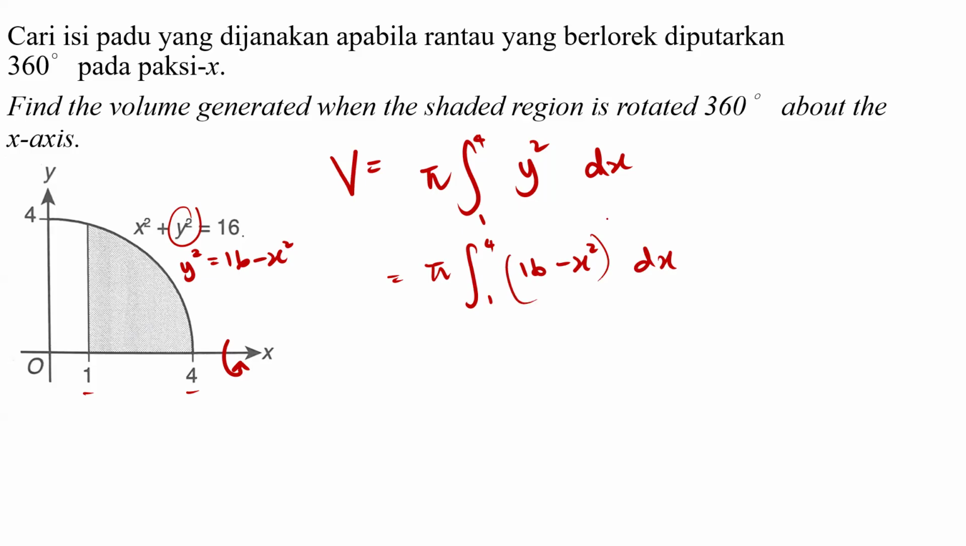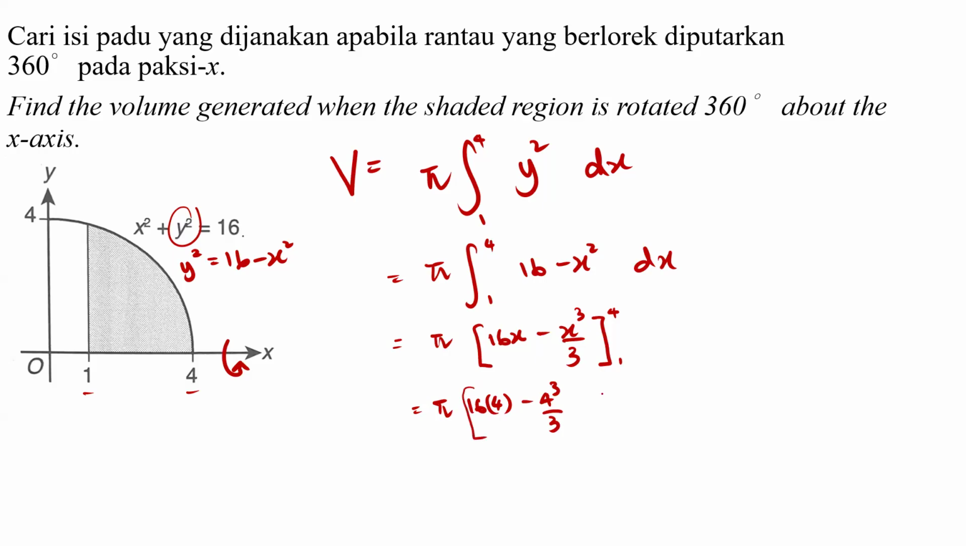Don't put a square here anymore, please, because your subject is already y squared, so you need to be careful. Then you integrate: pi times 16x minus x cubed over 3 from 1 to 4. Therefore 16 times 4 minus 4 cubed over 3, minus the same function with 1 substituted in, and the whole thing multiplied with the pi later.